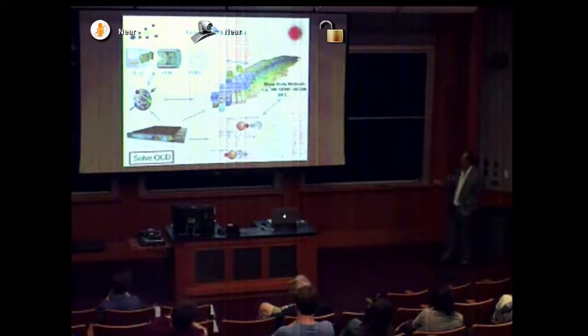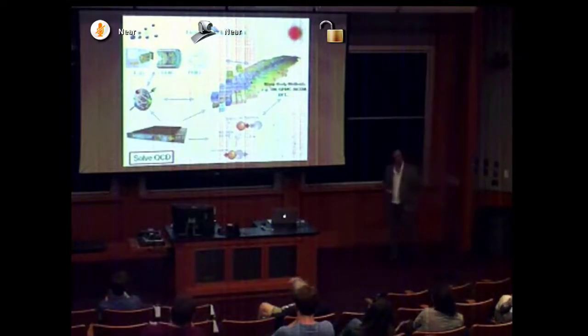One is you can calculate things directly. For instance, what is the spin content of the nucleon? And you can compare directly with what comes out of experiments, for instance, at JLab and Brookhaven.